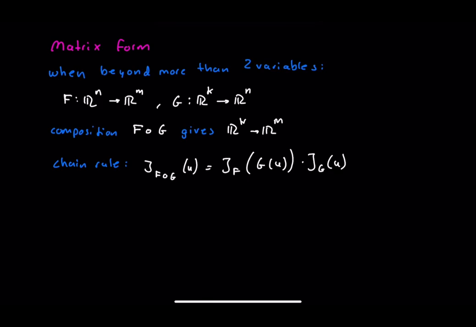Geometrically, each Jacobian acts as a local linear transformation. When you compose functions, you apply one transformation after another. So, multiplying Jacobians is like chaining together local scalings, rotations, and stretches of space. The total transformation is their product.